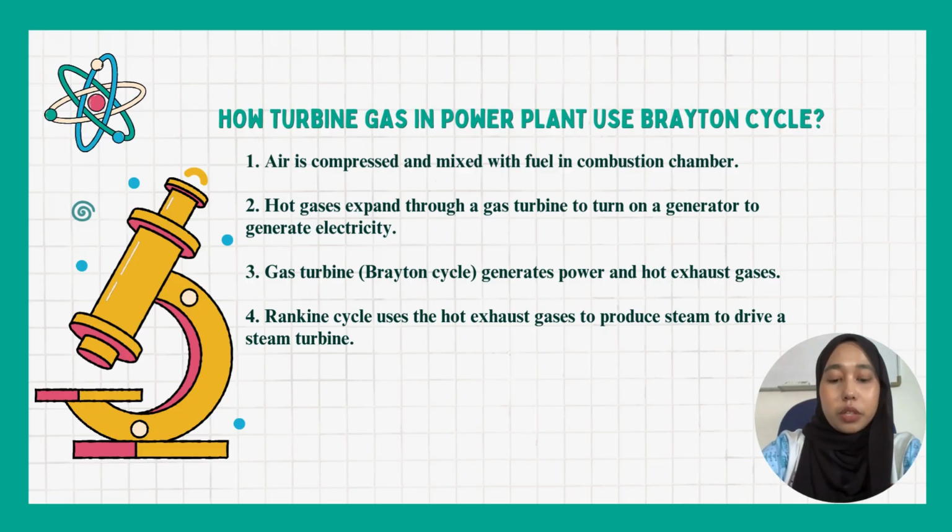While the gas turbine generates power, it also produces a hot exhaust gas. To avoid this energy going to waste, many power plants use a combined cycle system where the hot exhaust is fed into a heat recovery steam generator. This will produce steam to power a steam turbine that operates based on the Rankine cycle. The Rankine cycle generates additional electricity and improves efficiency.